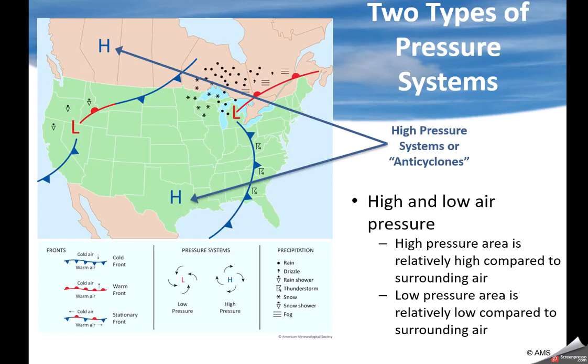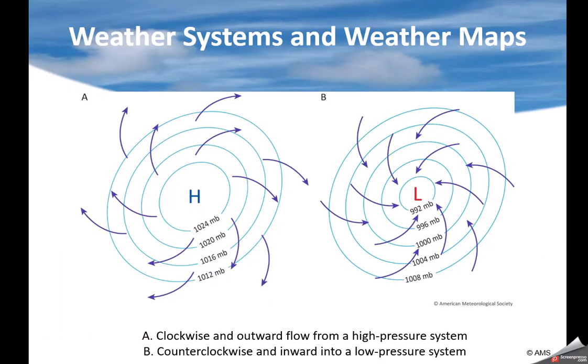Here is just a map showing you the cold fronts and warm fronts like we talked about. The one thing I didn't mention was that around low pressure systems in the northern hemisphere, winds flow counterclockwise. Around high pressure systems, the air moves clockwise. And here you can see a better image of that as well.